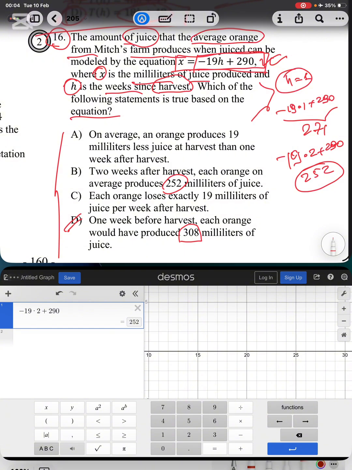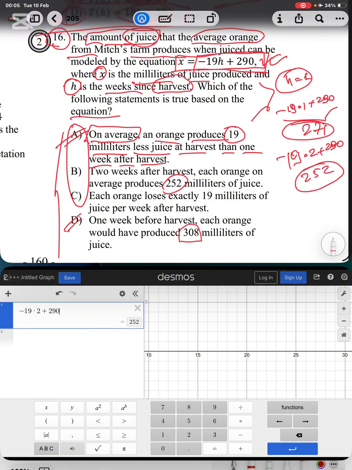So we're given A, B, C choices, and then we have to think about them. Choice A says: on average produces 90 milliliters less juice at harvest than 1 week after the harvest. Okay, it says only 19 less juice. It's totally incorrect because after a week it's going to be 271. But not on average, right? Because it gives the amount of the juice.